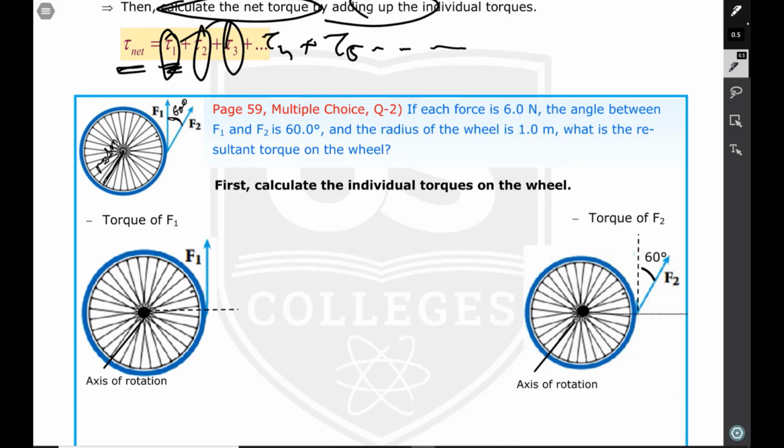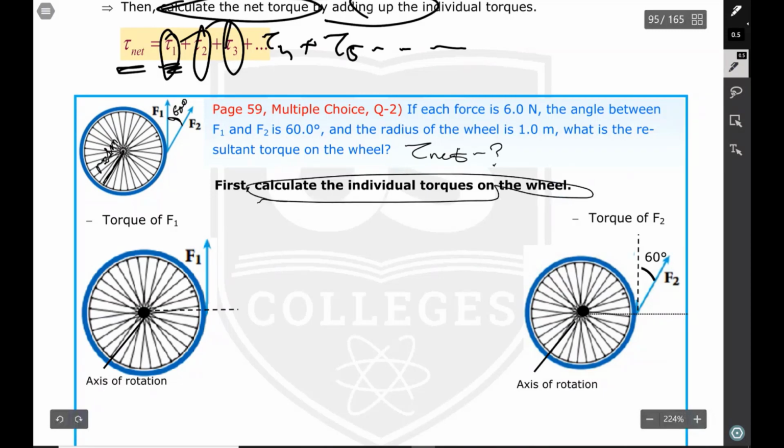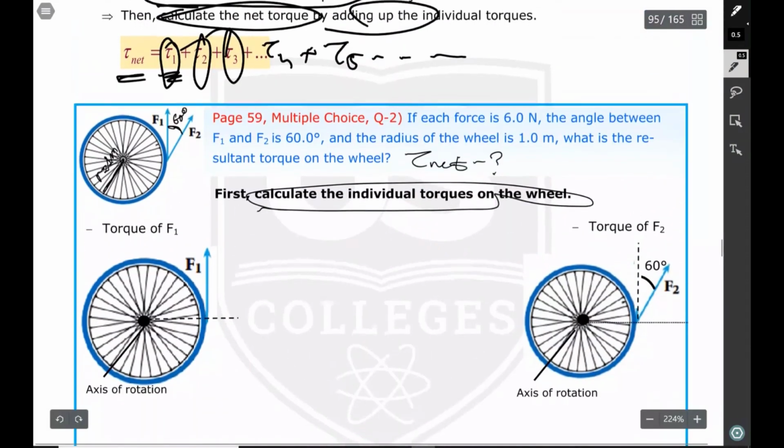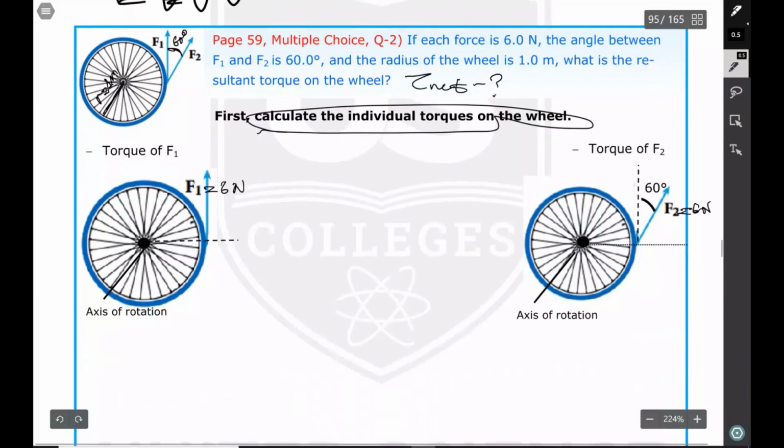So what is the resultant torque on the wheel? We will find the resultant torque, or net torque. So net torque is the question. Rule: calculate the individual torque. There are two forces acting on the wheel, so calculate the torque for each force. Torque of F1. The question says each force is 6 Newton in magnitude. So this force is equal to 6 Newton. That force is also 6 Newton. Okay, let's calculate the torque for the first one, F1.